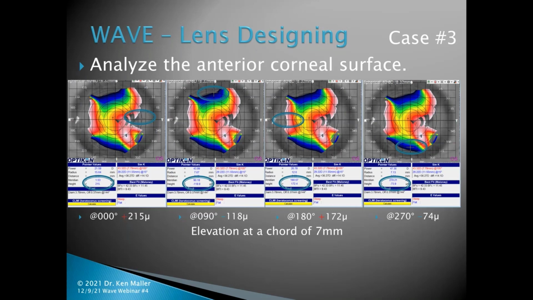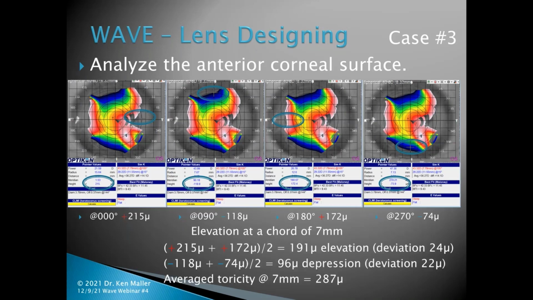So at the 7mm chord, here's the summation. We averaged the 2 elevated areas, which were the horizontal at 0 and 180, and we have an average of about 191 microns of elevation, and only a deviation of 24 microns, which really isn't too bad considering how irregular this surface is.